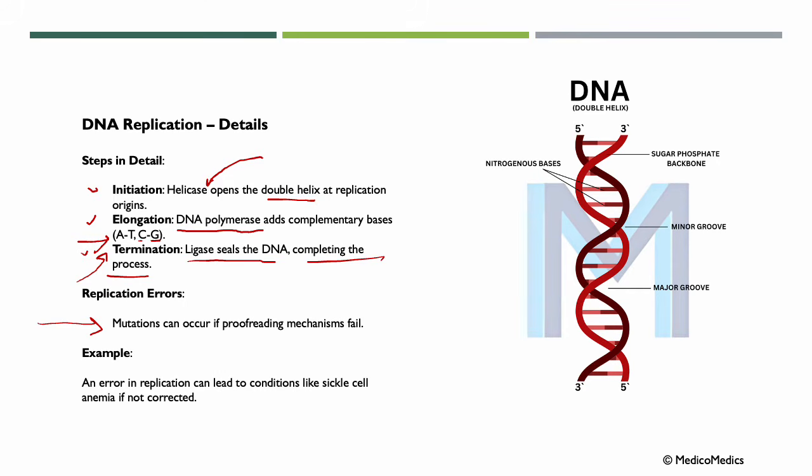Now, mutations can occur if proofreading mechanisms fail. For example, an error in replication can lead to conditions like sickle cell anemia if not corrected. So DNA makes a near-perfect copy of itself, but mistakes can happen, and this sometimes leads to genetic diseases.